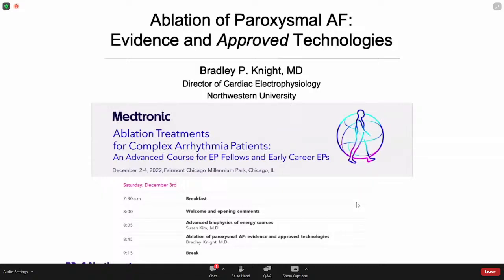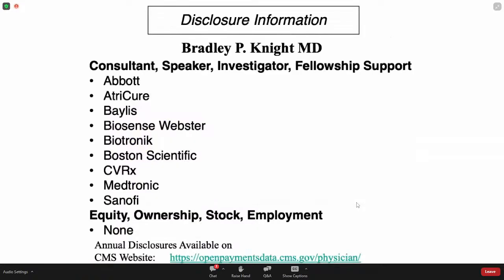So with that, my topic is ablation of paroxysmal atrial fibrillation, and we're going to talk about approved technologies. Unlike Susan's talk of ablation biophysics, I'm not going to talk about pulse field ablation. We're going to talk about what we're currently doing and the data to support what we're doing. These are my disclosures.